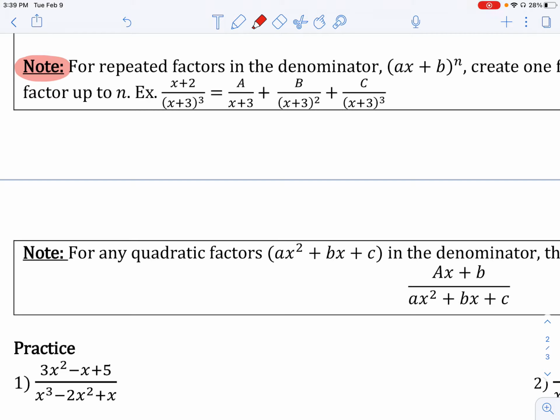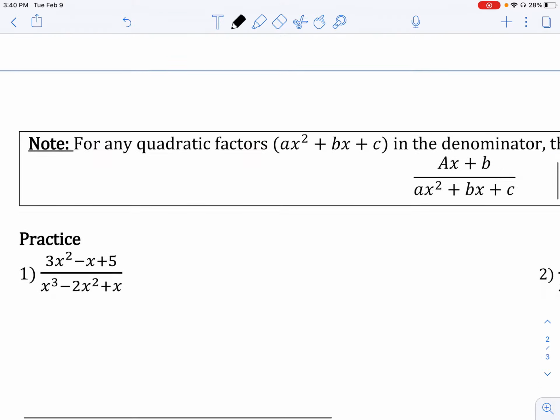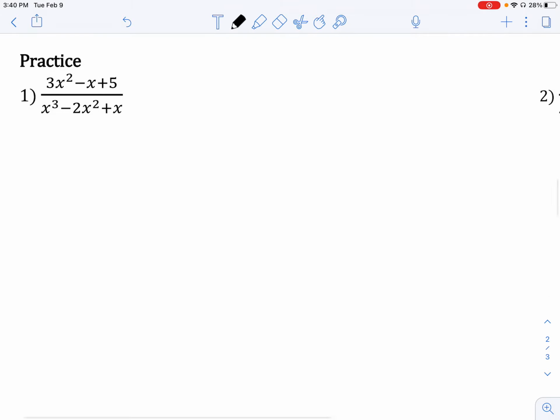We don't want to just write x plus 3 plus another x plus 3. We have to make sure that we have a subsequent power for each of those so that when we add up all three of our fractions back together, we get the original fraction as it was. So let's go ahead and model something like that. Let's take a look at this first problem.